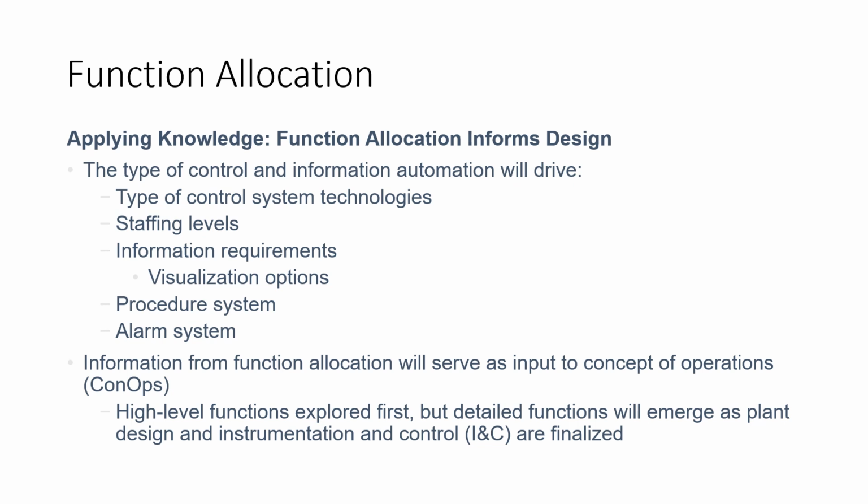So as we use function allocation, it directly informs design. So the type of control and information automation drives the type of technologies you're going to use for control systems, your staffing levels, any information requirements or visualizations, your procedures and alarm systems have to interact with it. Information from function allocation will also serve as an input to ConOps.